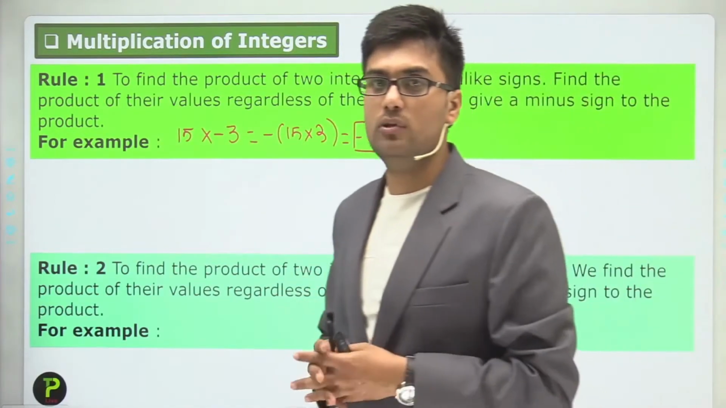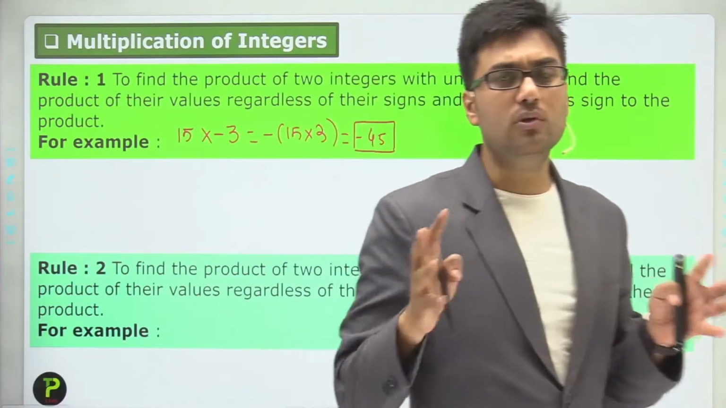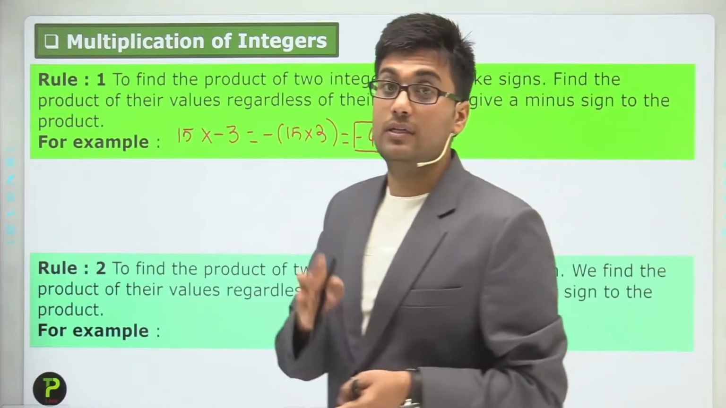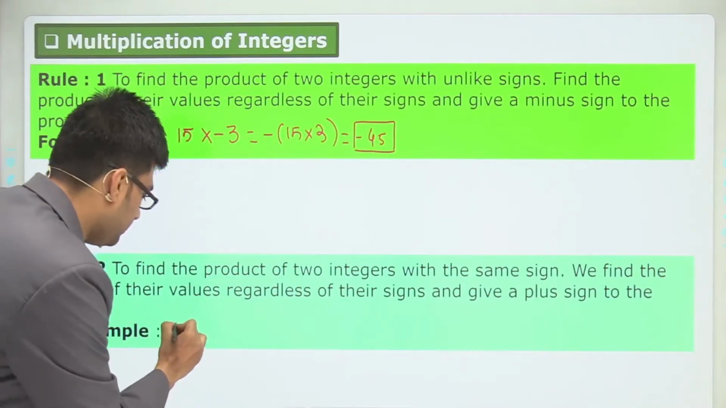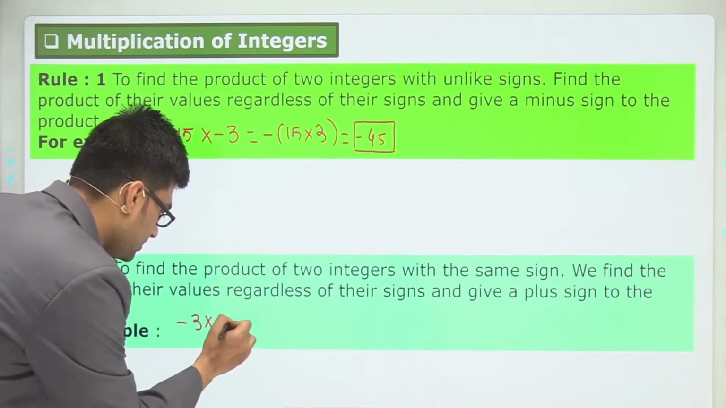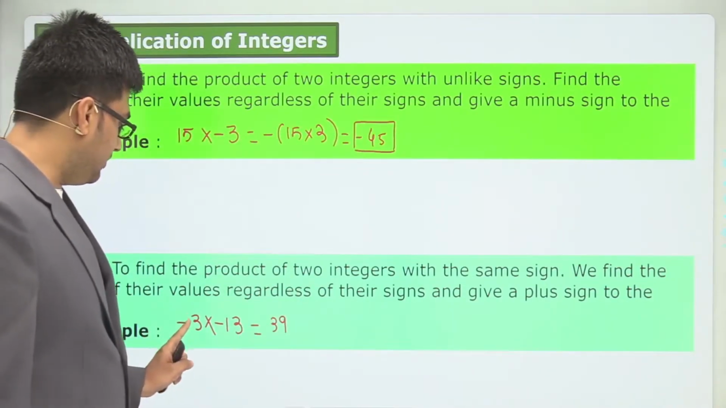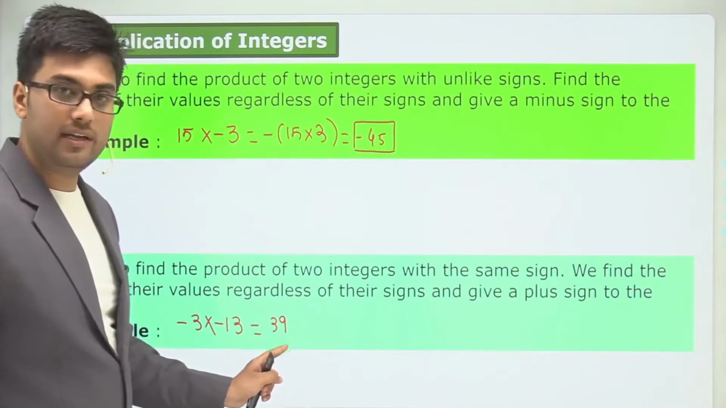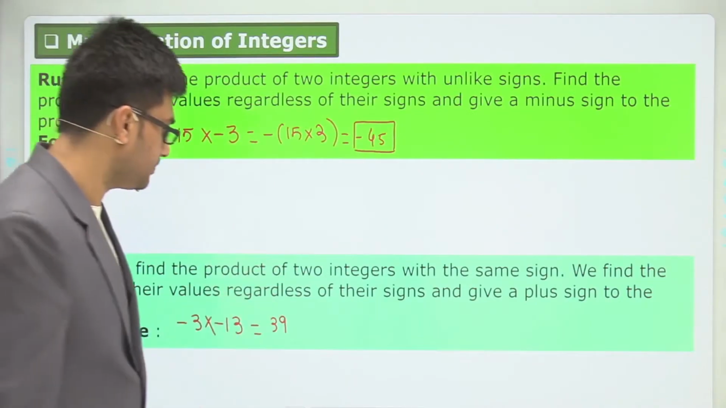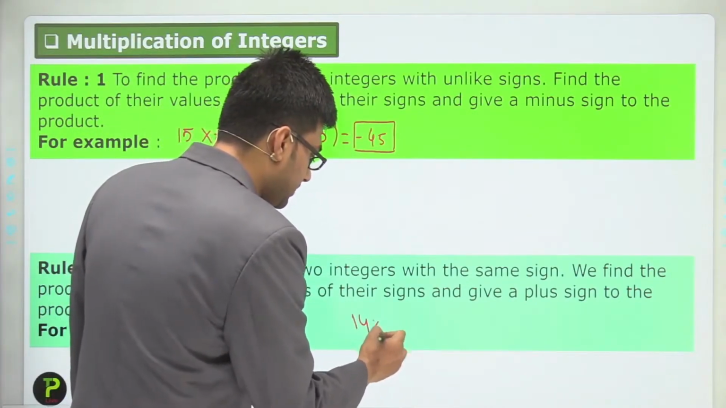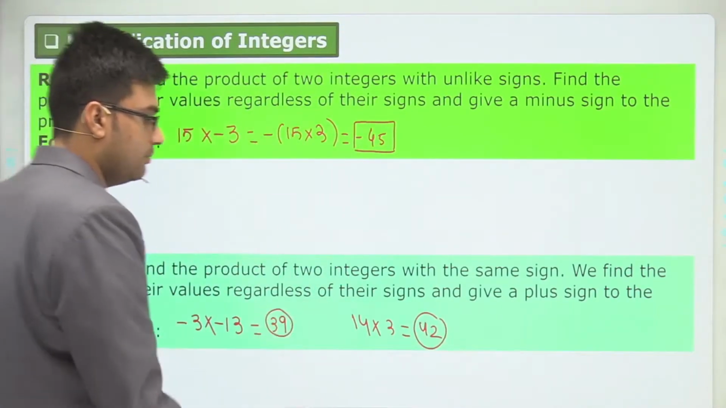Clear? If both numbers are positive, then the product is positive. If both numbers are negative, then the product is also positive. So for example, minus 3 multiplied by minus 13 is equal to what? We multiply 3 and 13 and get 39, and both signs are the same, so we write positive. 14 multiplied by 3 is 42. Clear? So these are examples of this rule 2.